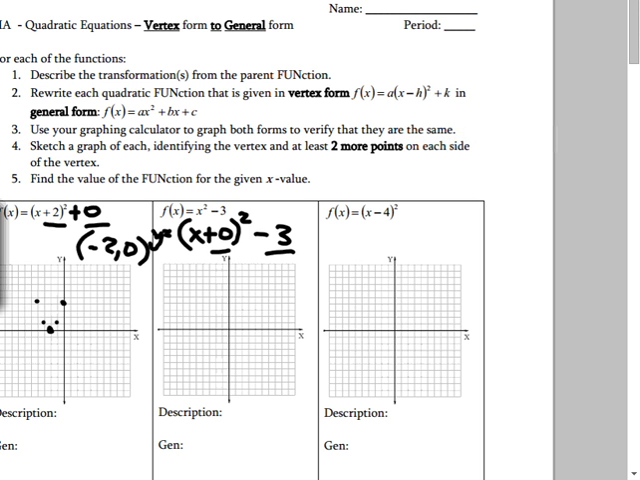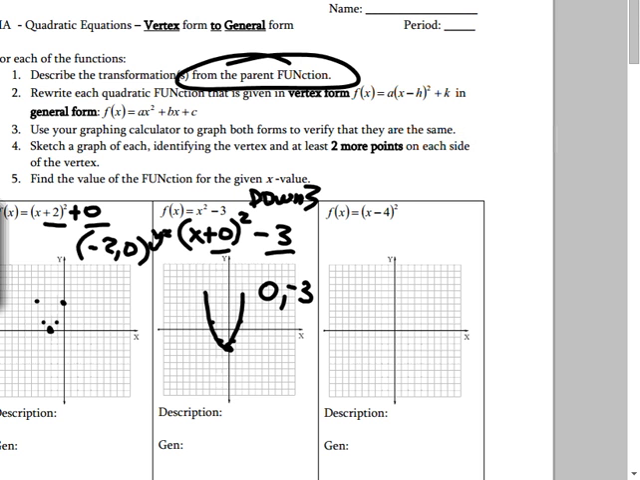So what is the vertex? 0 comma negative 3. So 0 comma negative 3 means it's moved, let me think, 0 comma negative 3 is down here. There we go. And then it's a normal parabola. Over 1, up 1, over 1, up 1, over 2, up 4, over 2, up 4, and there's my parabola. Now this one I haven't done this part yet. Describe it. So that's just down 3.